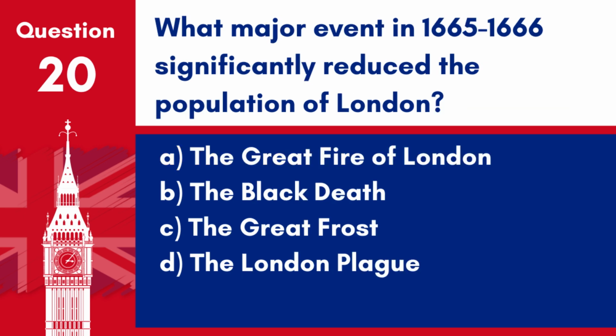Question 20. What major event in 1665 to 1666 significantly reduced the population of London? A. The Great Fire of London. B. The Black Death. C. The Great Frost. D. The London Plague. Answer: D. The London Plague. The major event in 1665 to 1666 that significantly reduced the population of London was the London Plague.